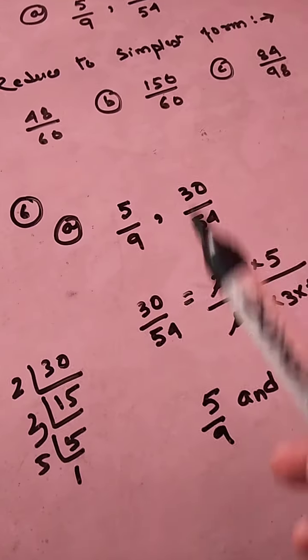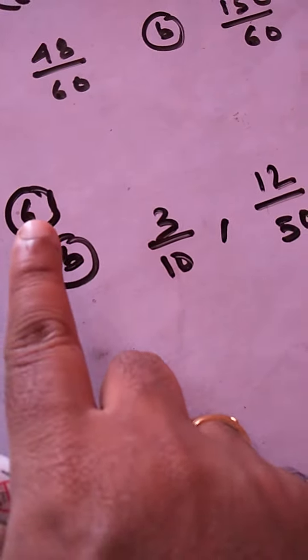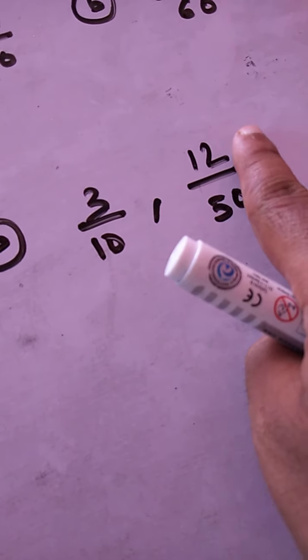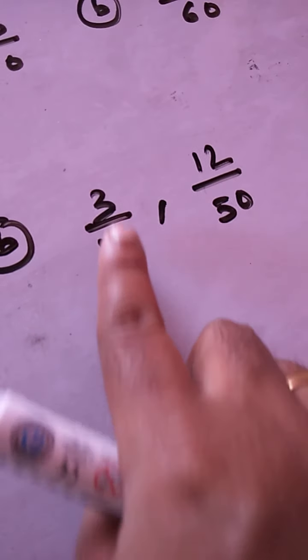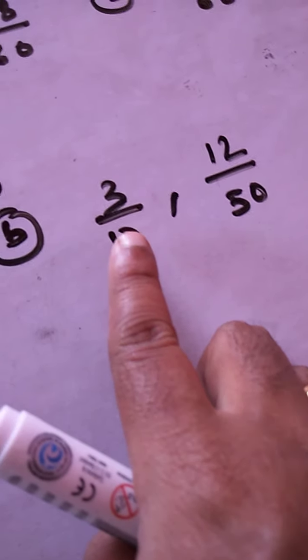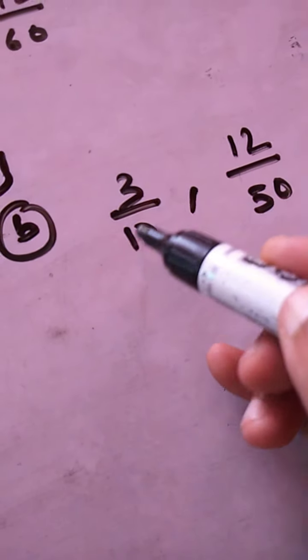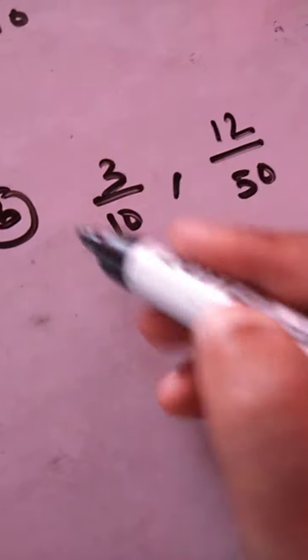Very similar thing we'll do with question number B also. Let's start. Now this is sum number B of question number 6. What is the first fraction given? 3/10, and the second fraction given is 12/50. 3/10 shares only the common factor 1. There is no number that can divide both 3 and 10, so we'll keep this intact.